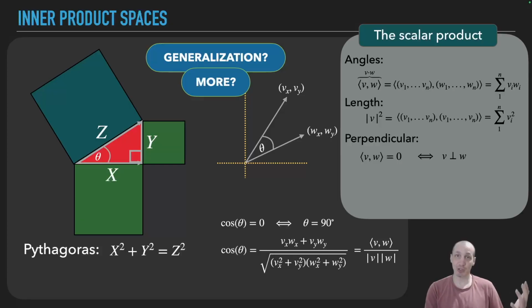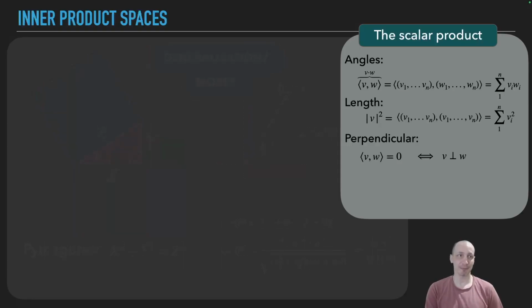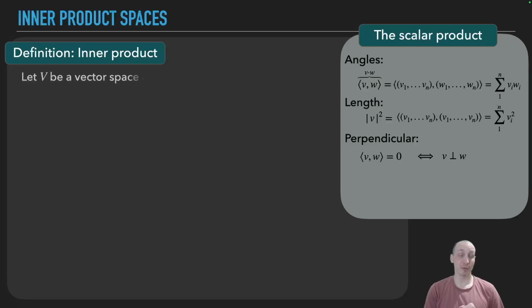Okay, so this question, this idea, has led to the definition of the inner product. So let's see. Now we want to define the inner product. For that, we need to start with a vector space over the real numbers.